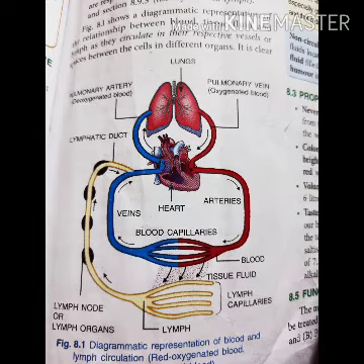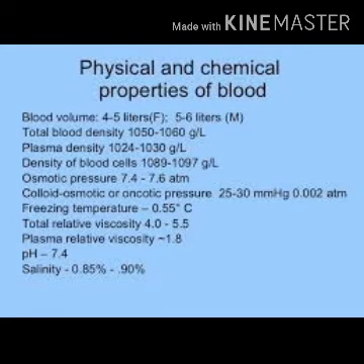Are all of you clear what is the difference between closed circulatory system and open circulatory system? Closed circulatory system means blood is present inside the blood vessels or heart. It is circulated through the blood vessels. And open circulatory system means blood is not inside a blood vessel. It is freely present in between the cells.